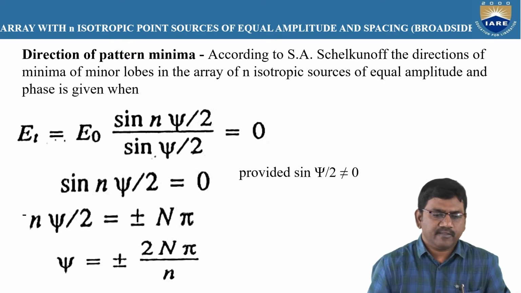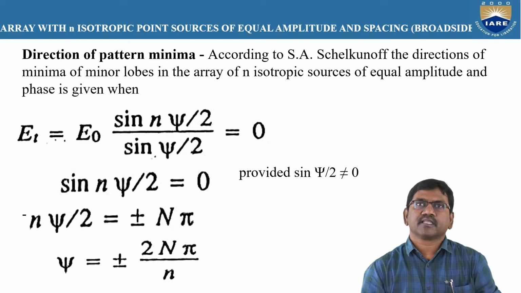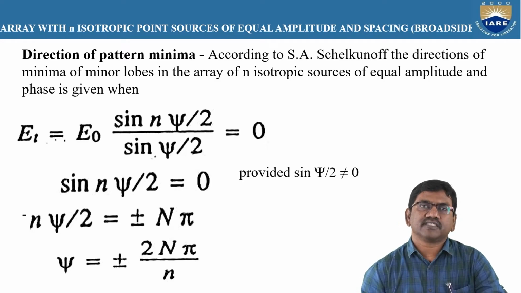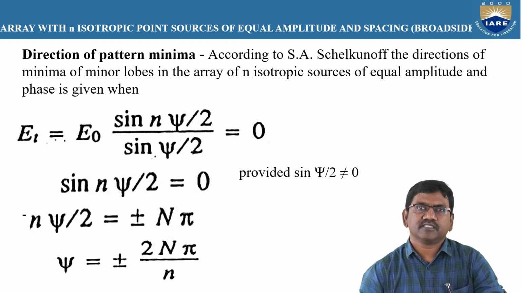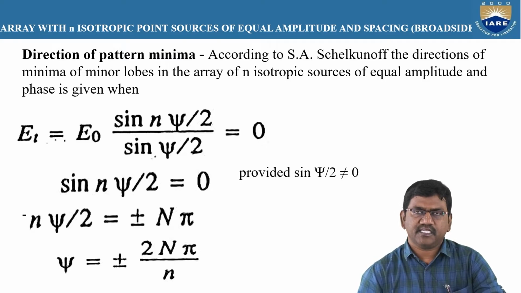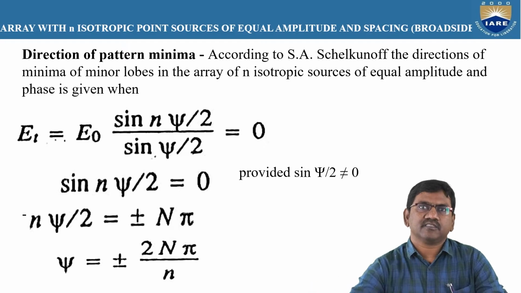and phase is given by, let us take again the same expression, that is Et is equal to E naught into sin n psi by 2 by sin psi by 2 is equal to 0. That is, sin n psi by 2 is equal to 0, provided sin psi by 2 is not equal to 0. So in the previous case we have seen that the maximum value of sine is 1. Here, to find out the direction of pattern minima, let us equate the expression to 0. Why? Because the minimum value of sine function is 0.